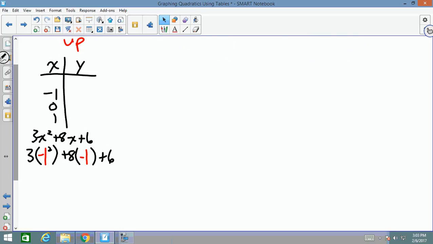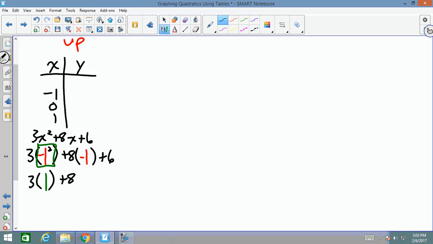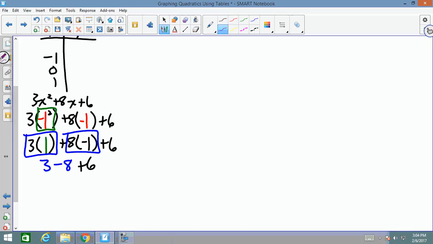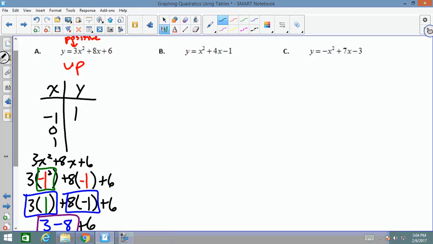You always do the exponent first. So always do the exponent first. So this part first, -1 squared is 1. So it's 3 times 1 plus 8 times -1 plus 6. Then we're going to do each multiplication. So 3 times 1 is 3. 8 times -1 is -8. And then we always do from left to right. So we'll do this one first. 3 minus 8 is -5. And then -5 plus 6 is +1. So at -1, we have a point at 1.